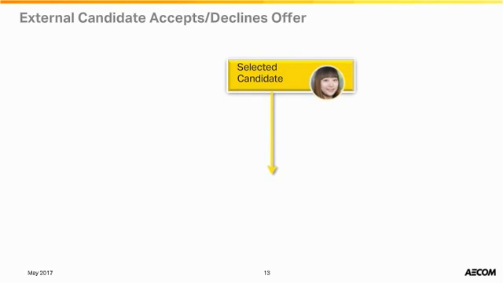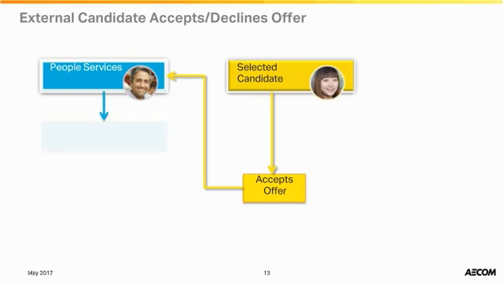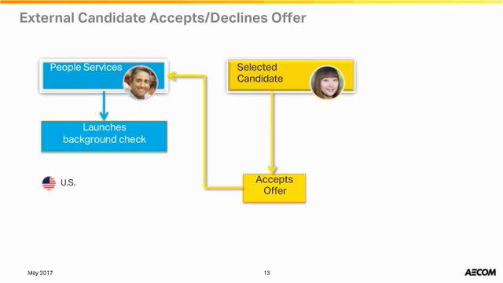When an offer is accepted, People Services will launch the background check within 24 hours of receiving the consent form. The background verification process usually takes between 5 to 10 business days. If other tests are required, such as a drug screening or driver assessment, People Services will also initiate those at this time. In the United States, background checks are mandatory for all positions.